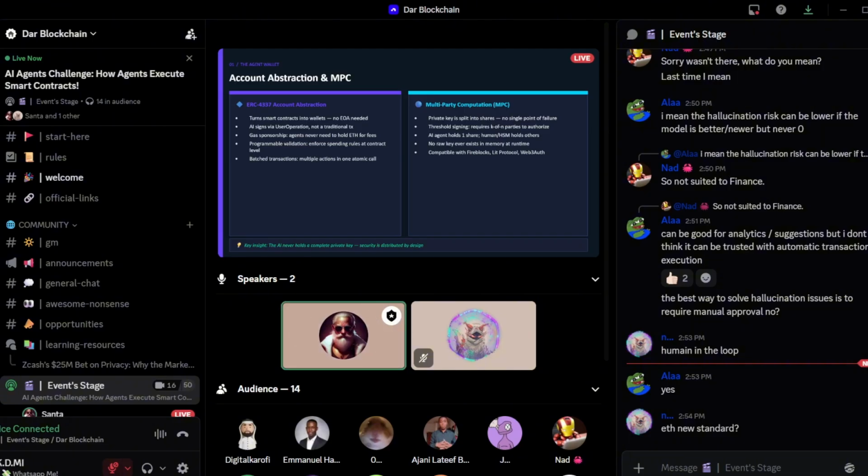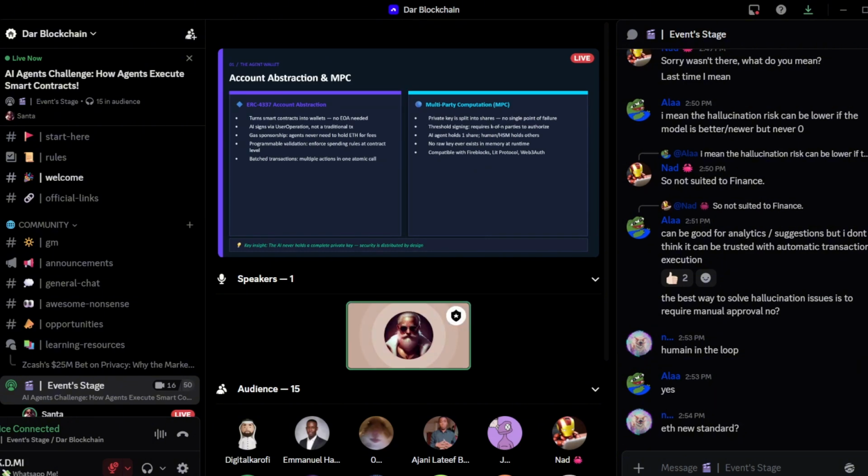So the real magic here is gas sponsorship, okay? The agent doesn't need to hold ETH to pay for its own transactions. A paymaster contract can cover fees, and batching, by the way, lets multiple actions run in one atomic call. So if step 3 fails, the whole batch reverts. There are no partial states or orphan instances, okay? That's very important. That's a solution.